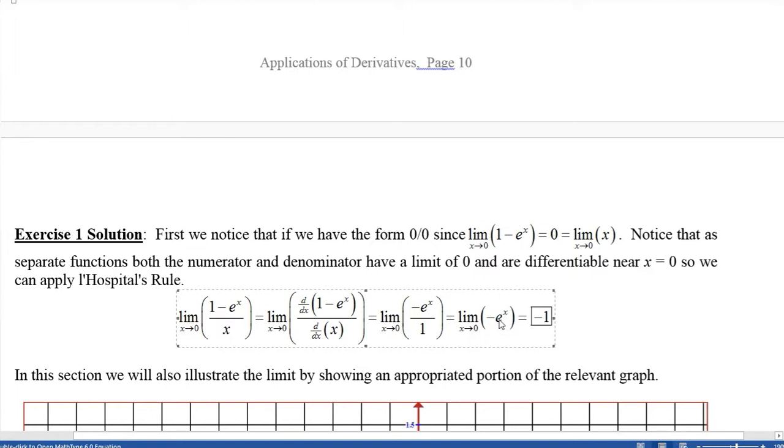And now we take the limit as x goes to 0. This goes to minus e to the 0. E to the 0 is 1. Then the negative out front makes it negative 1. And so we see that L'Hopital's rule tells us that this limit is negative 1.